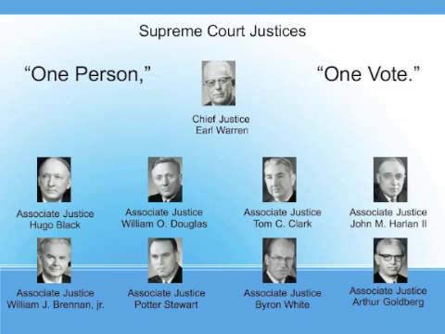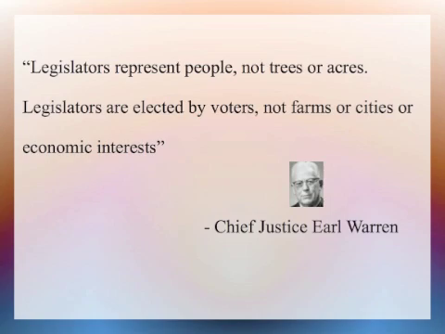Before Reynolds, urban counties were often drastically underrepresented. The 8 justices who struck down state Senate inequality based their decision on the principle of one person, one vote. In this majority decision, Chief Justice Earl Warren stated that legislatures represent people, not trees or acres. Legislatures are elected by voters, not farms or cities or economic interests.